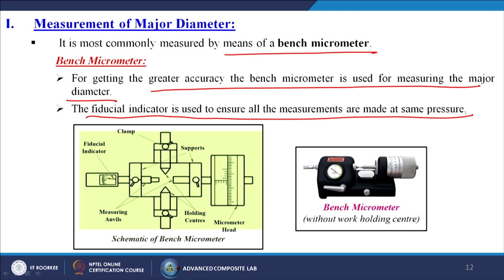So, in this particular case, this is the schematic of the bench micrometer. This is the micrometer head we are having. These two points are the holding centers, these are the measuring anvils, and these two plates are the supporters. Now, this is the overall image of that bench micrometer without work holding center.